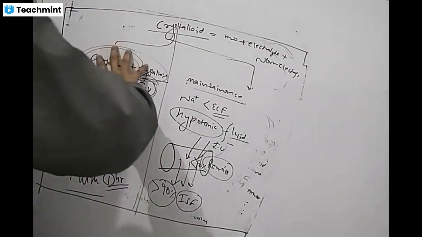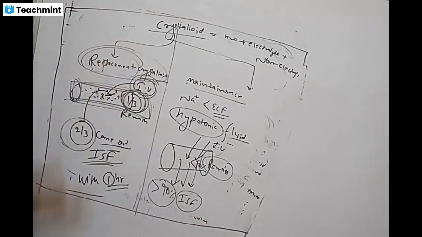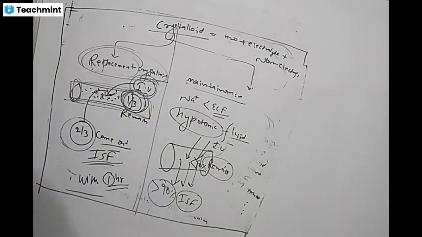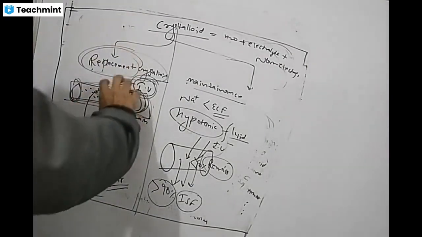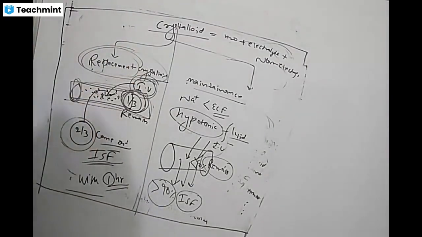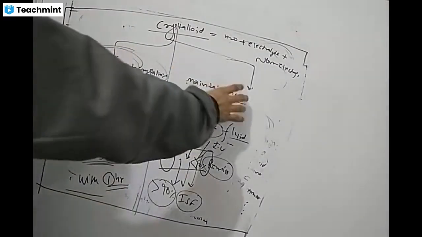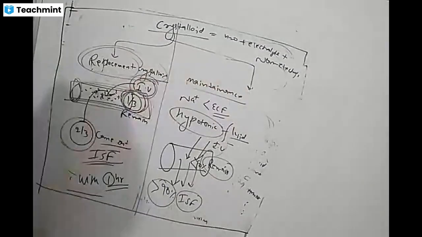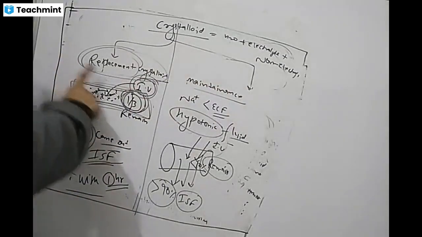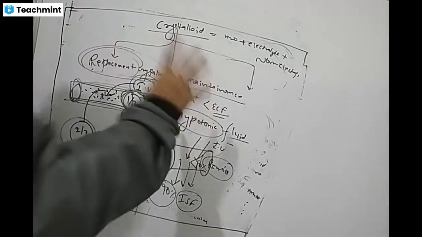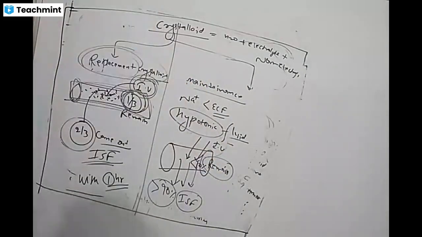So we use replacement crystalloid fluid to increase the volume, but in large volumes. Why large volumes? Because only one third will remain there, two thirds will come out. So these are replacement crystalloids and these are maintenance crystalloids. They have the same sodium as ECF, so they are isotonic, and they have less sodium, so they are hypotonic.